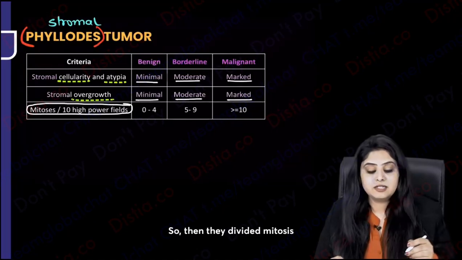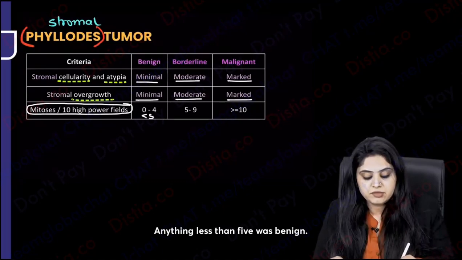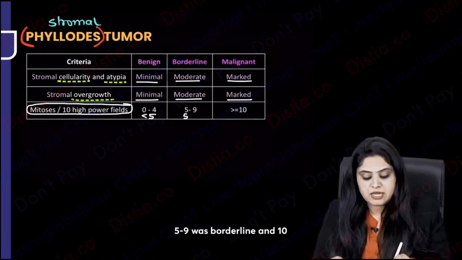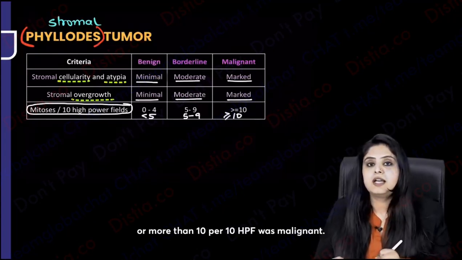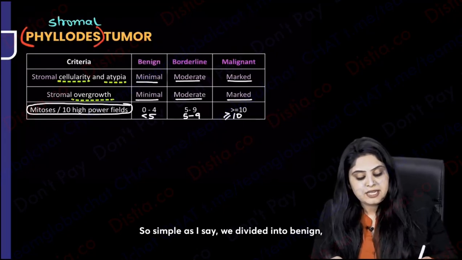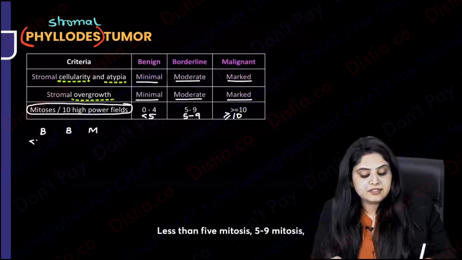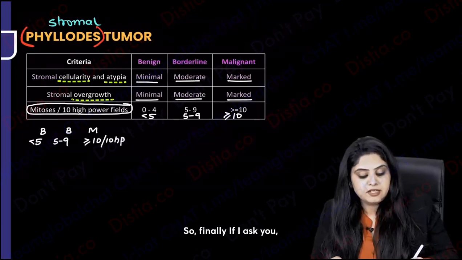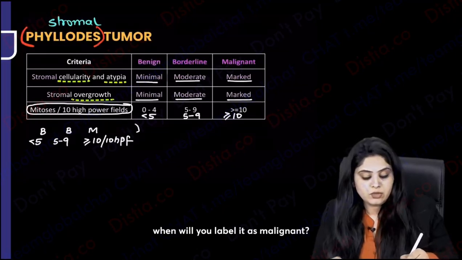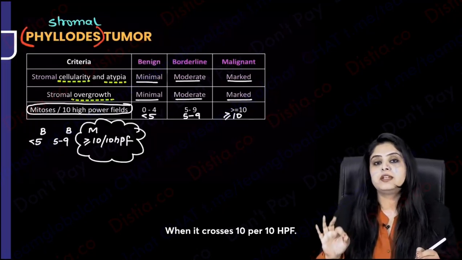So then they divided mitosis per 10 high power field. Anything less than 5 was benign. 5 to 9 was borderline, and 10 or more than 10 per 10 high power field was malignant. So simple. As I say, we divide it into benign, borderline and malignant: less than 5 mitosis, 5 to 9 mitosis, and 10 or more than 10 per 10 high power fields. So finally, if I ask you, when will you label it as malignant? When it crosses 10 per 10 high power field.